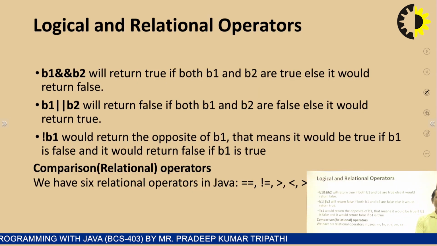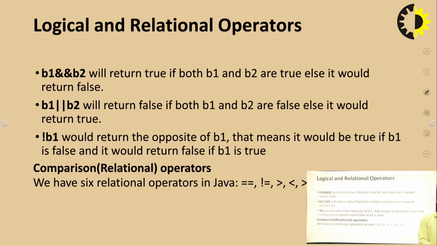What are the logical and relational operators? Suppose B1 and B2 are variables. B1 double-and B2 will return true if both B1 and B2 are true, otherwise it returns false. What is the double and? That is an operator, specifically a logical operator. We use logical operators with Boolean values, true or false. This is the AND operator, and this is the OR operator.